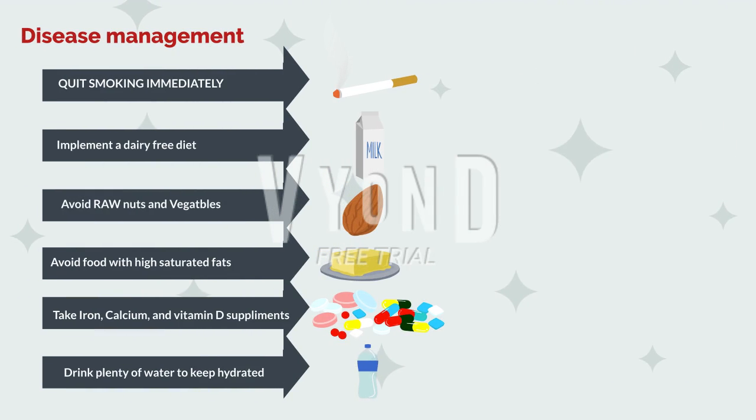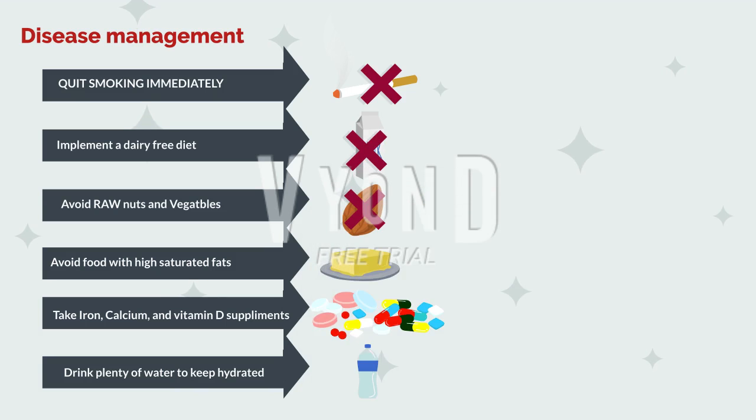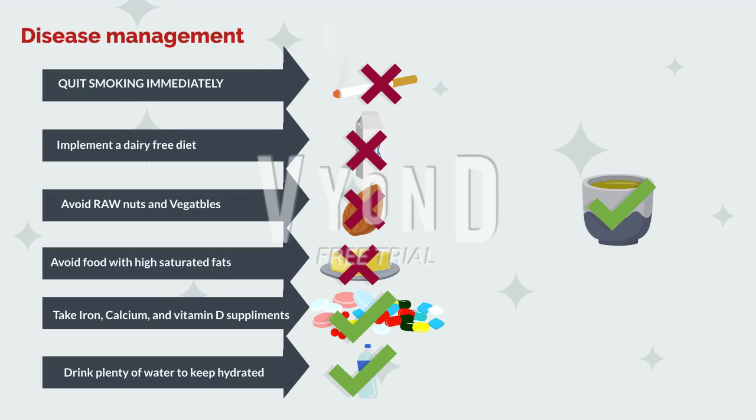Some of the methods that have been shown to alleviate symptoms and improve quality of life in patients include quitting smoking immediately, implementing a dairy-free diet, avoiding raw nuts and vegetables, avoiding foods with high saturated fats like butter, taking iron, calcium, and vitamin D supplements to combat malnutrition, drinking plenty of water to stay hydrated, removing stressful factors, and drinking green tea, as it's been shown to reduce inflammation.